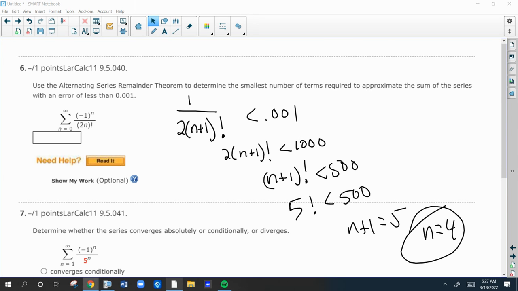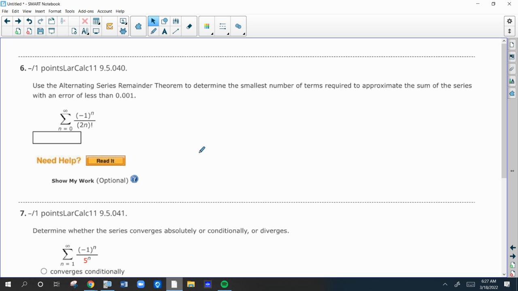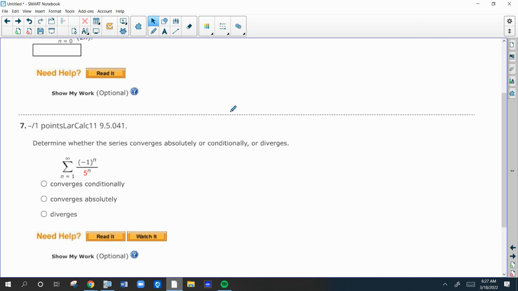All right, here's part two of the alternating series WebAssign. And this one starts out with a question on conditional or absolute convergence, which refers to an alternating series. So basically, conditional convergence would mean that the absolute value of the series converges. Basically, the absolute value of this series, if you're talking about an alternating series, means ignore the negative 1 to the n because it will always be positive.